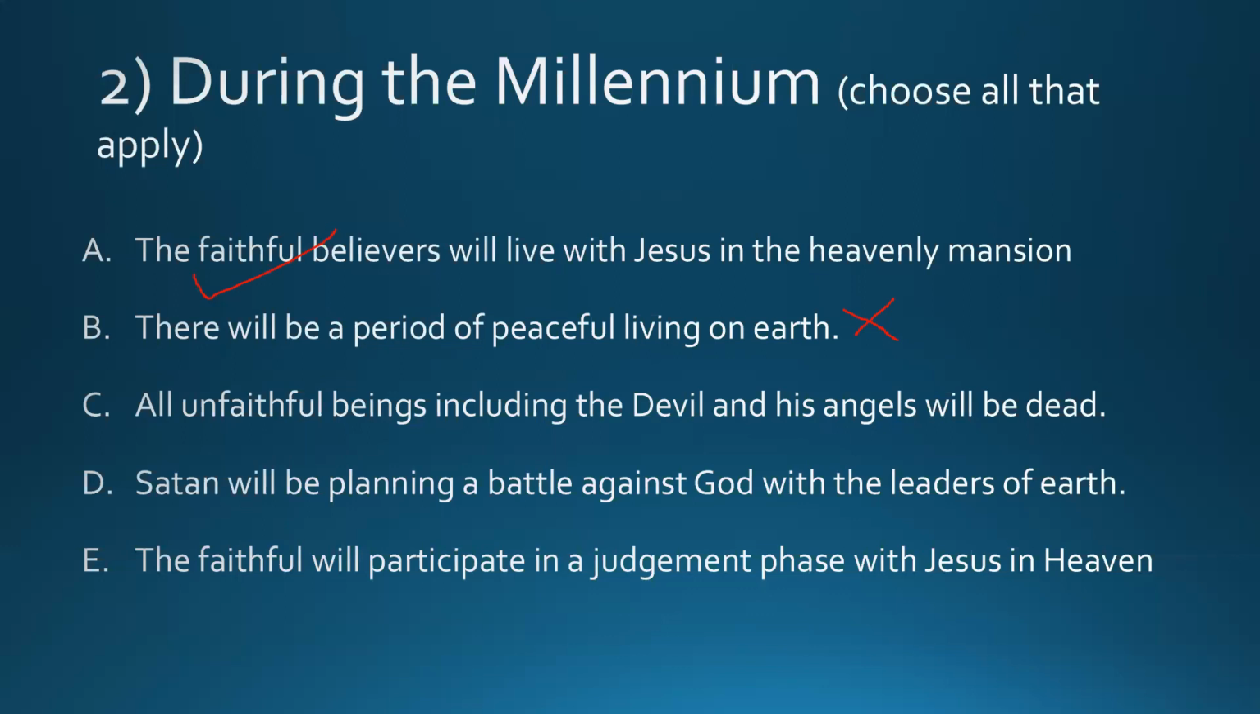During the millennium, all unfaithful beings, including the devil and his angels, will be dead. That is also incorrect because the devil will be alive. That is how he's bound, right? During the millennium, Satan will be planning a battle against God with the leaders of the earth. That is also incorrect because that happens at the end of the millennium, not during the millennium.